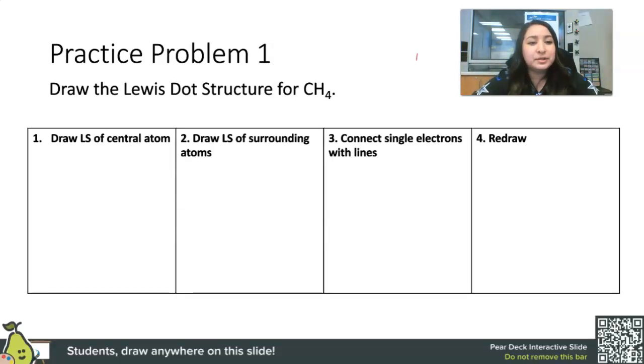All right, so now this is your problem. You should be doing this on Pear Deck. So practice problem number 1.